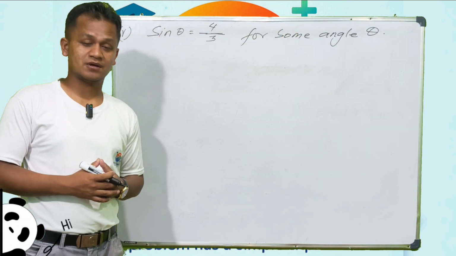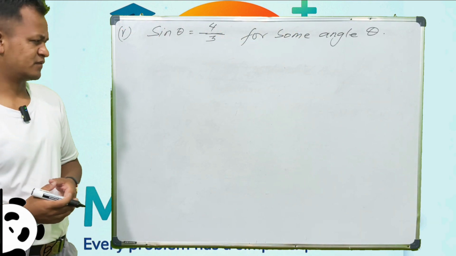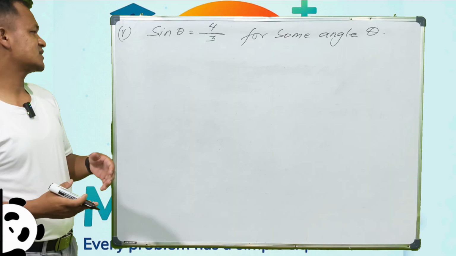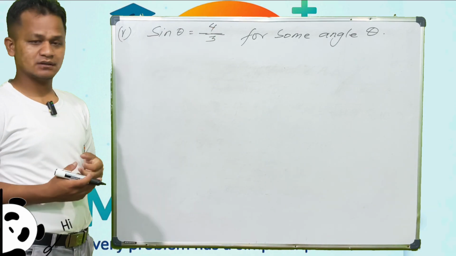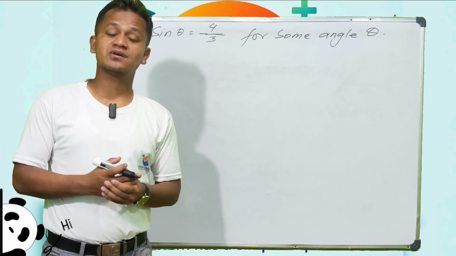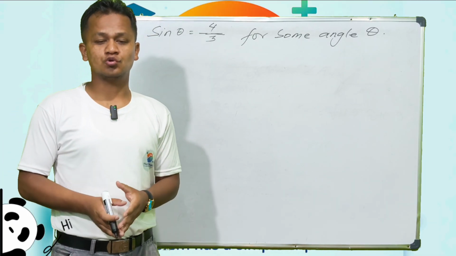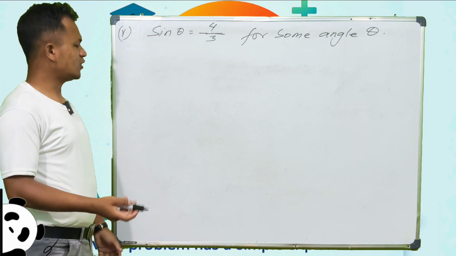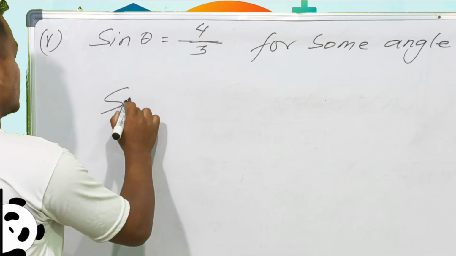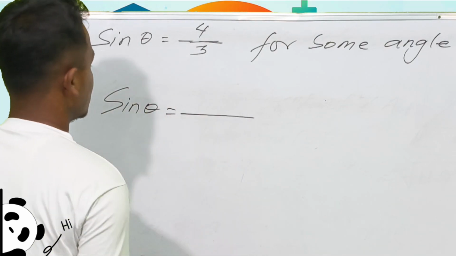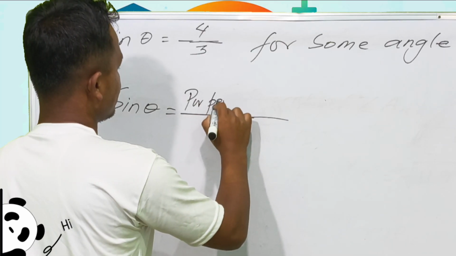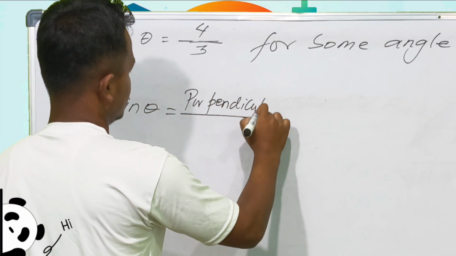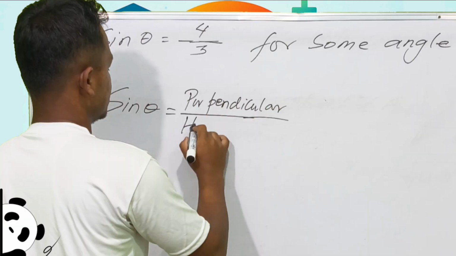Now, the last question that we are going to do here is question number 5. If you look at question number 5, it says that sine theta is equal to 4 by 3 for some angle theta. We need to prove whether this given statement is either true or false. Now, we all know that the trigonometric ratio of sine theta is equal to perpendicular by hypotenuse.